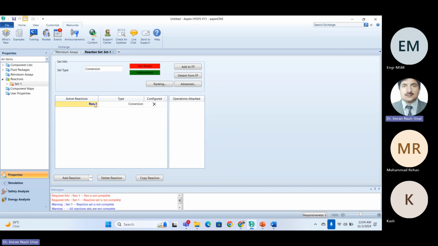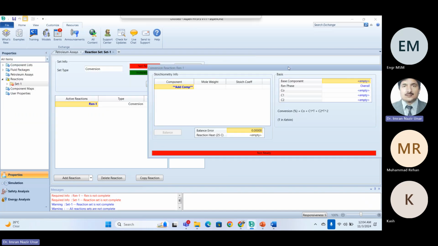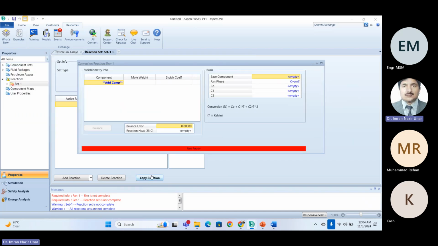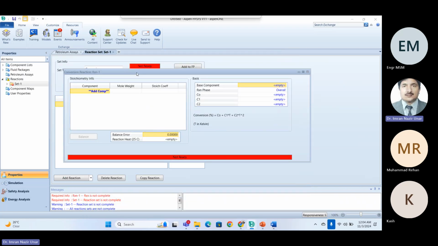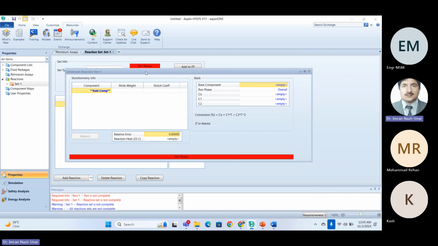Now this reaction 1 is created but not defined yet. So you double click on reaction 1, or you click on edit reaction 1, so you can reach this point. Now this is the definition page of the reaction. Now, because it's a conversion reaction, you are watching only 2 panels. One is the stoichiometry information, and the other is the base component information, that is, how much conversion there is.